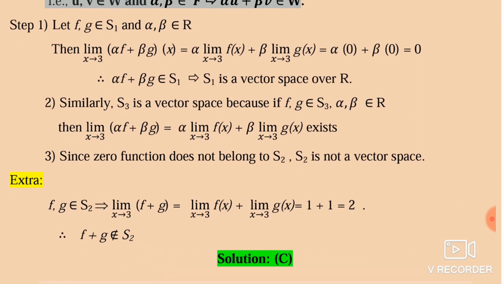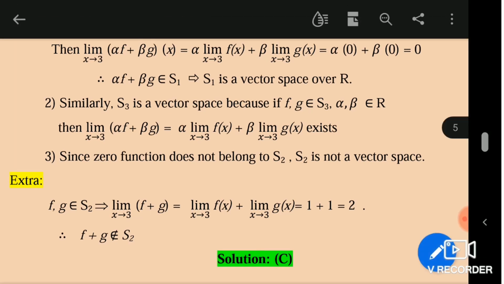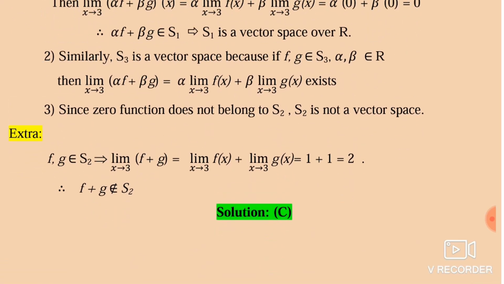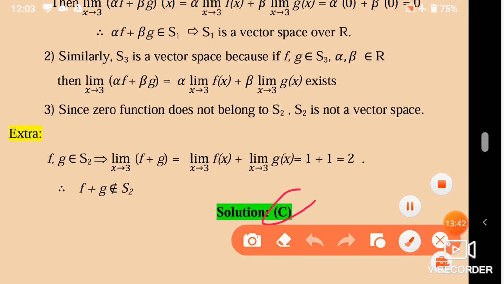Here, as an extra, I checked whether S2 is closed under vector addition. I take f and g from S2. The limit as x tends to 3 of f(x) is 1, and the limit as x tends to 3 of g(x) is 1. So 1 plus 1 we get 2. But what is the condition? This must be 1. So f plus g does not belong to S2. So vector addition is not closed. So the final answer is option C.